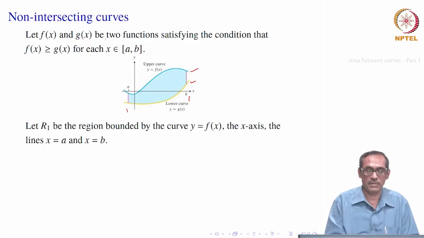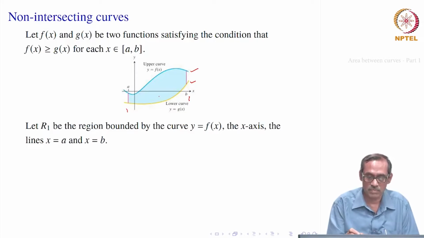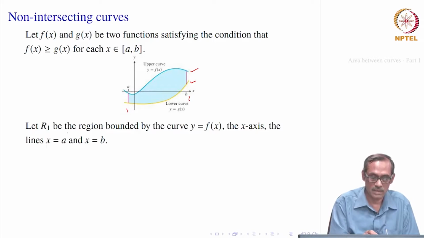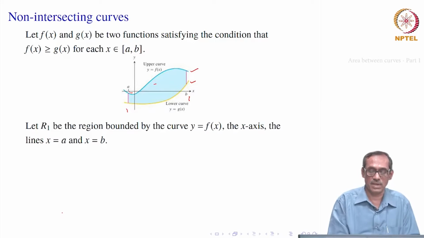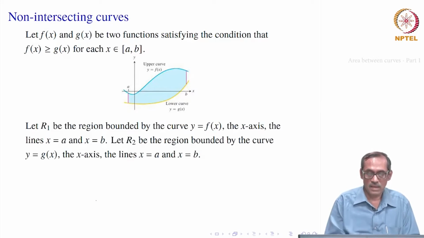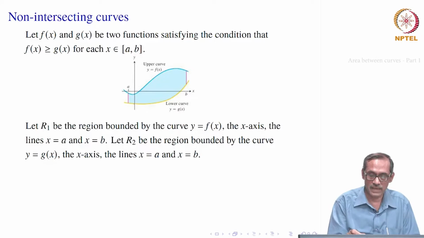So, we start with two functions f x and g x satisfying the condition that f x is greater than or equal to g x. Then we take R 1 to be the region bounded by the curve y equal to f x, the x axis, and x equal to a, x equal to b. So, this area and this area, the union of these two regions. And R 2 is the region bounded by the curve y equal to g x, the x axis, and again x equal to a, x equal to b. So, it will be this area union this area.